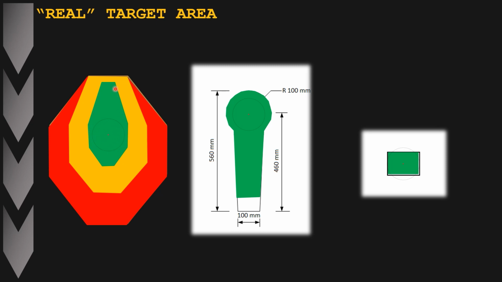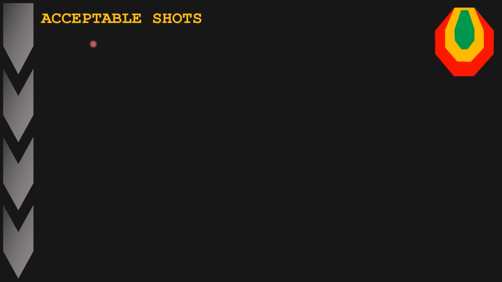So your acceptable sight picture is actually enlarged, which has a positive influence on your transition time and your splits on the stage that you are shooting. I want to build on what I just explained about the real target area, the A zone and the complete A zone, and I want to briefly touch on acceptable shots.